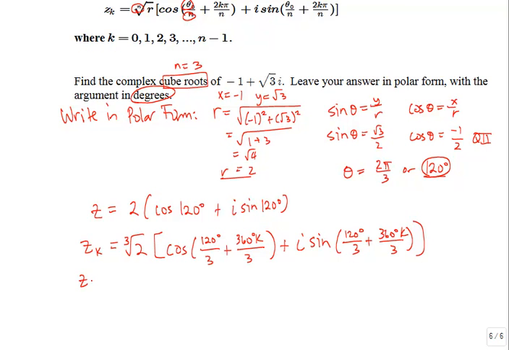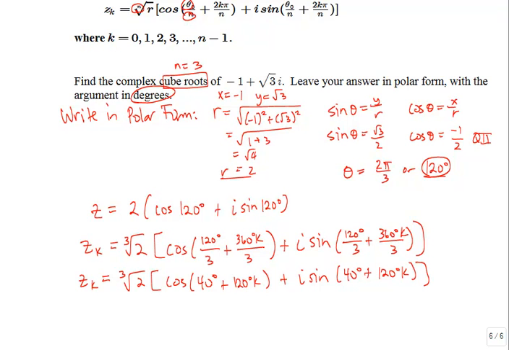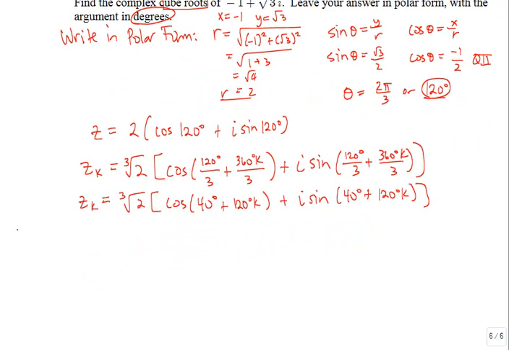I'm going to simplify it just a tad, and then we'll talk about what we do with this k. If we simplify, 120 divided by 3 is 40 degrees, and 360 divided by 3 is 120 degrees times that k. So we have 40 degrees plus 120 degrees k. So here's our general formula. Now we're going to let k range between 0 and n minus 1. And remember, n was 3, so 3 minus 1 would be 2. In other words, we're going to let k range between 0, 1, and 2.